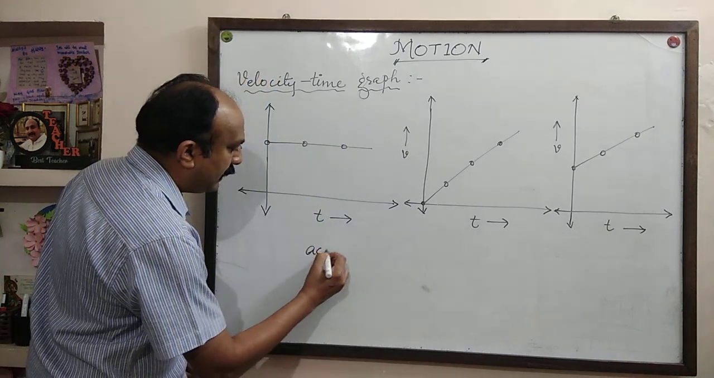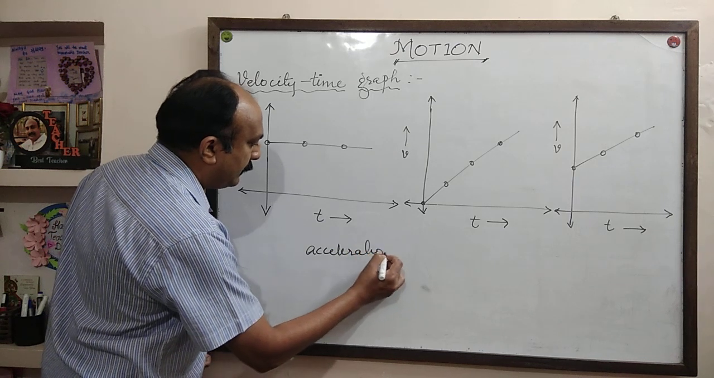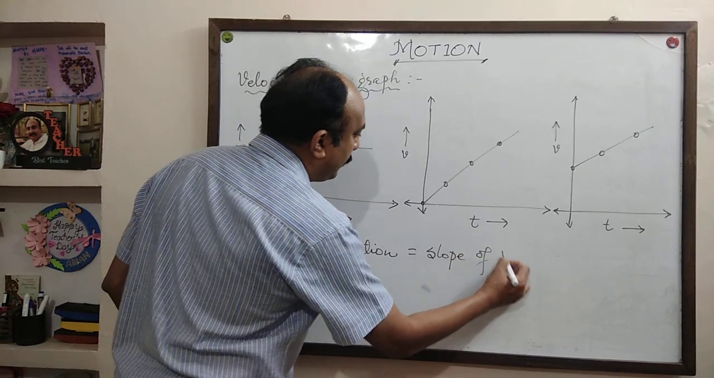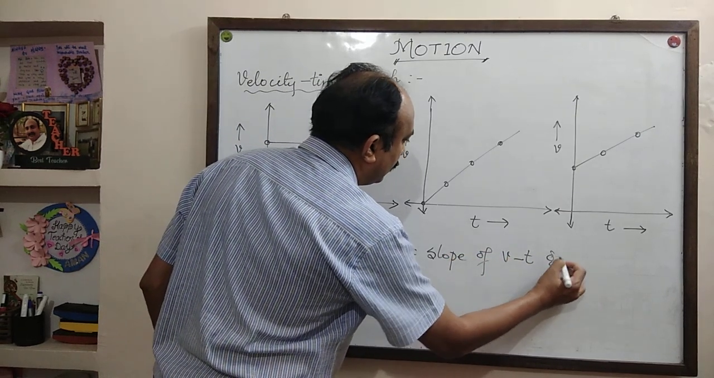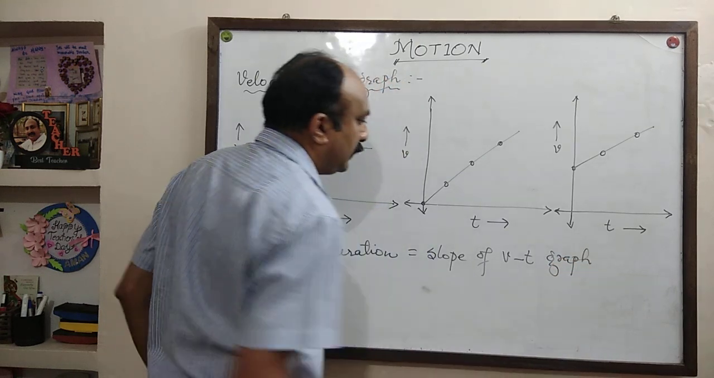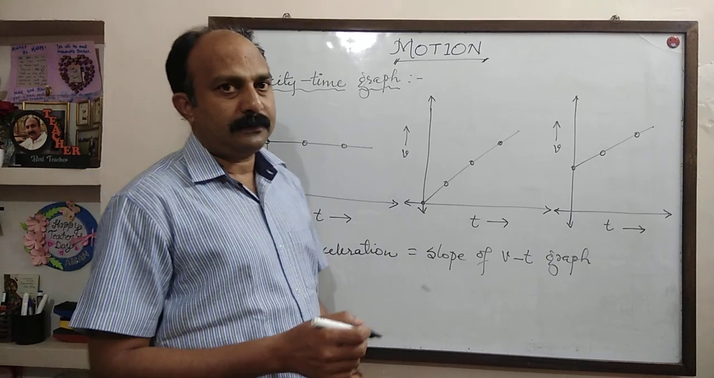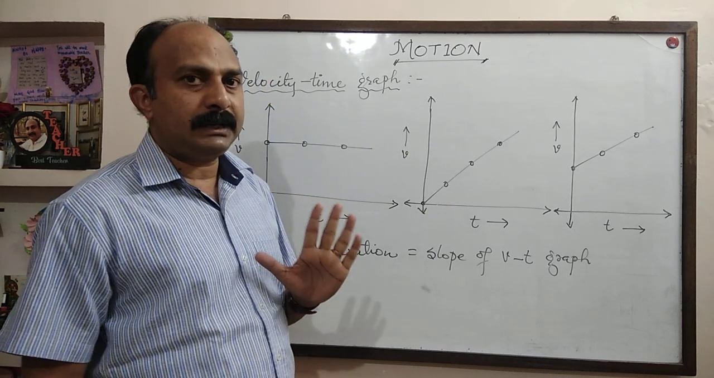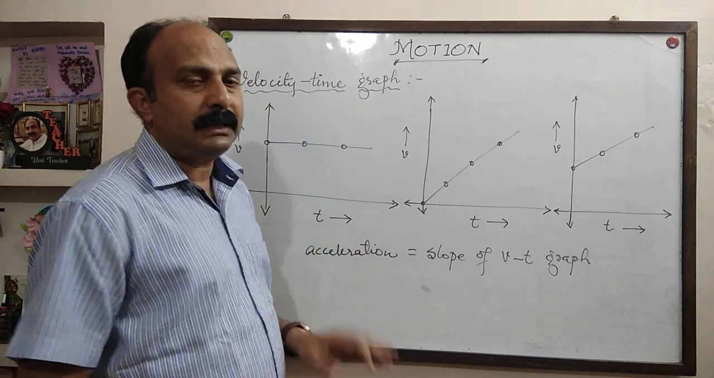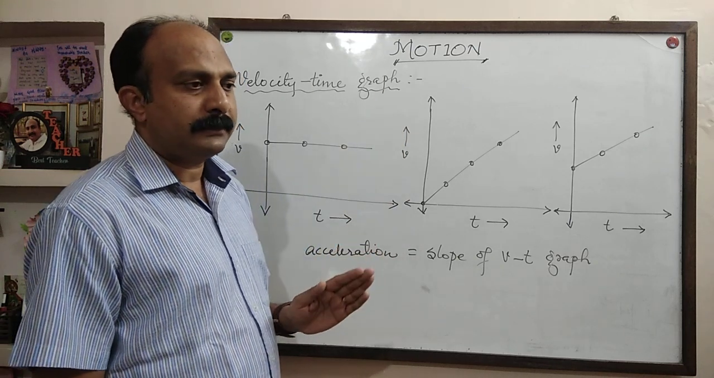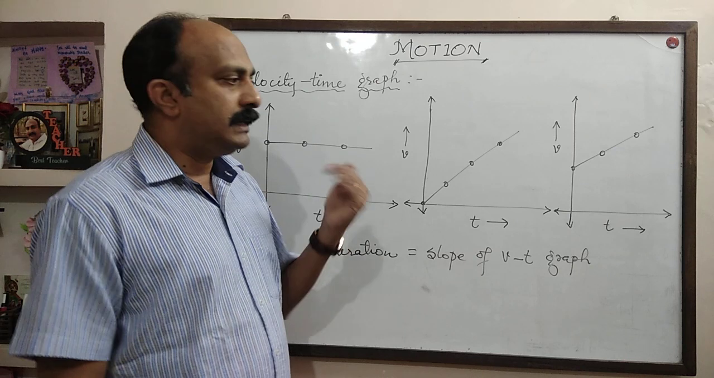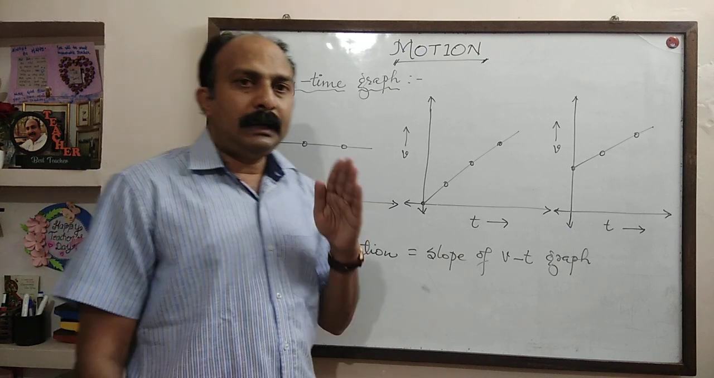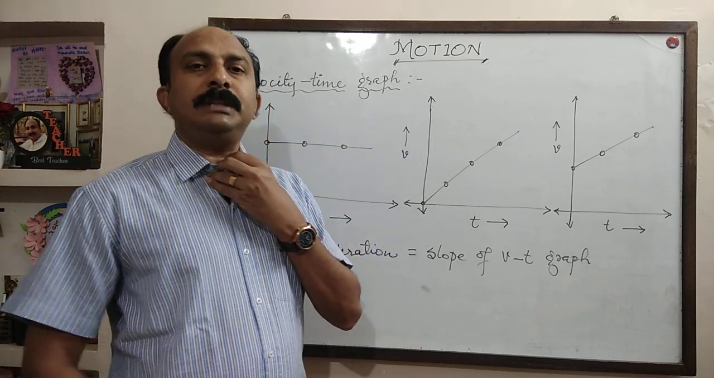I repeat, acceleration is equal to slope of velocity time graph. And now, what is meant by slope of a graph? In higher classes, you will study more about slope in mathematics. But for your simple understanding, I may say, slope of a graph means by how much degree that line is inclined. Or in other words, we can say, the degree of inclination of a line is called its slope.